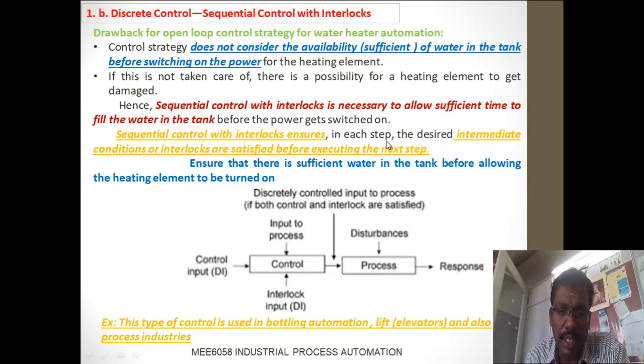It ensures in each step that the desired intermediate conditions and interlocks are satisfied before executing each step. So if we are having sequential steps, when it goes to the next step, it will check whether the previous steps were executed properly or not. If not executed properly, the next step will not be executed. That's what we are saying about the discrete controller.